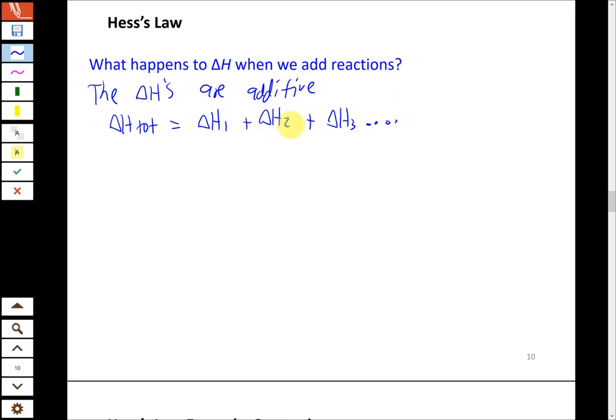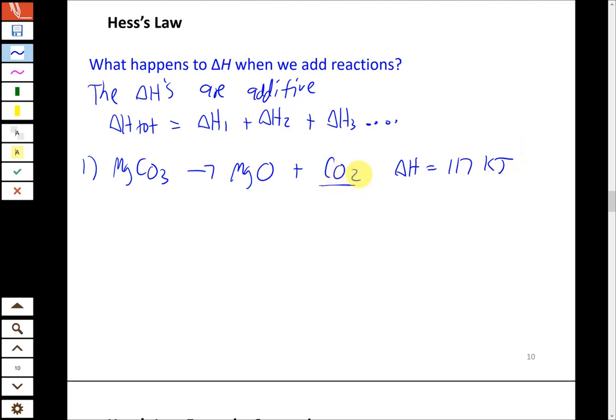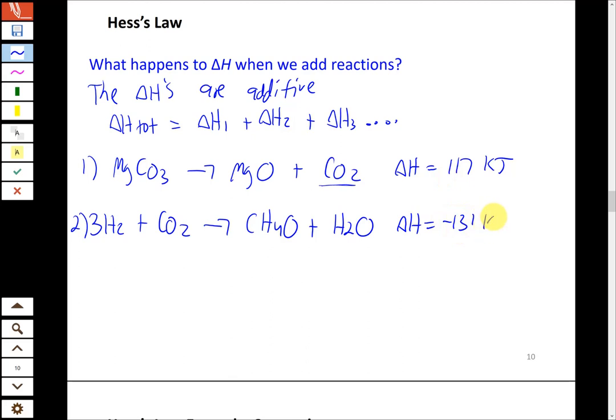So let's say we had that equation that I gave you earlier. We're going to add these two together now. The first one is this one that we've already seen. And then let's say we did a subsequent reaction that uses the CO2, that's a product here, and is a reactant in the second one. So that's going to combine with hydrogen to make methanol and water. And the delta H for this is minus 131 kilojoules.